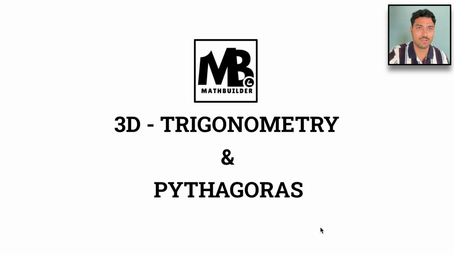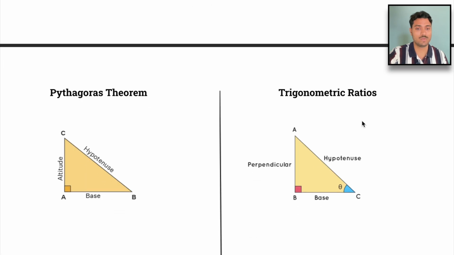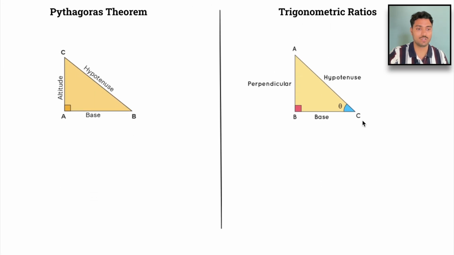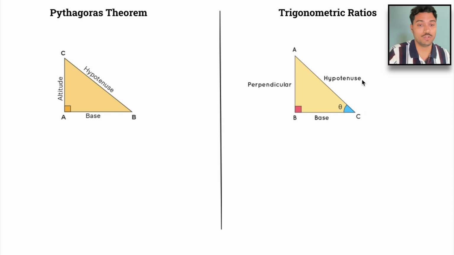In this session, we will cover three-dimensional trigonometry and Pythagoras. In my previous videos, I have already covered Pythagoras theorem and trigonometric ratios. So if you want to learn that in detail, do check out those videos as well. But for now, let's start with three-dimensional trigonometry. First, we'll revise what Pythagoras theorem and trigonometric ratios are, because we are going to use these while solving the 3D trigonometry problem. So quickly let's check Pythagoras theorem.